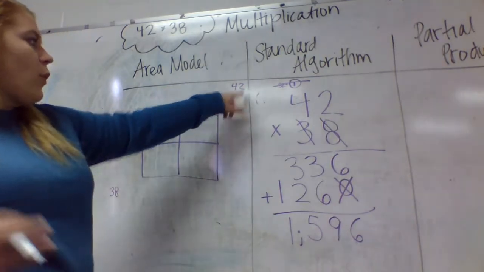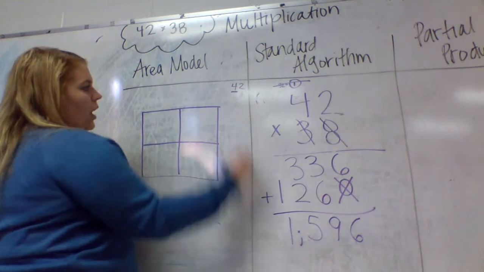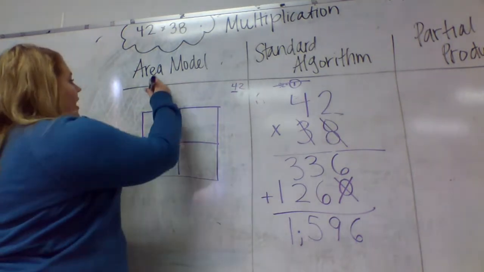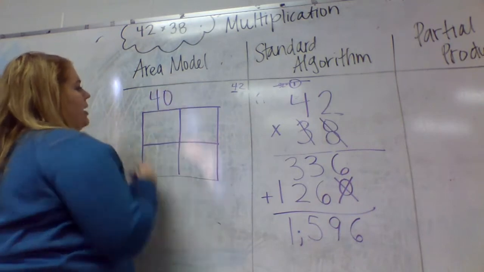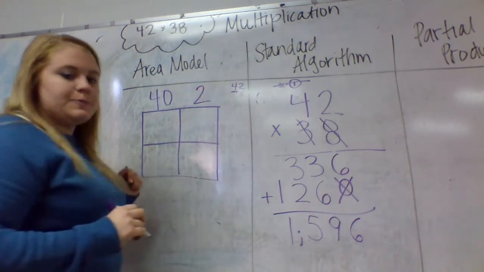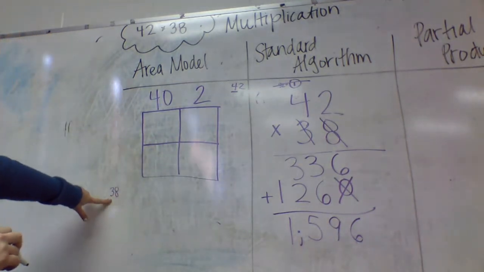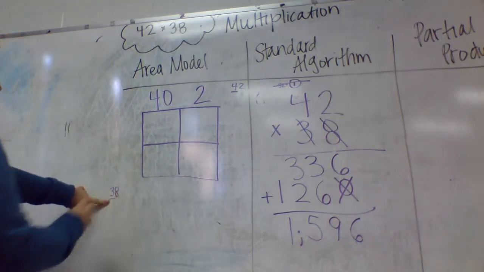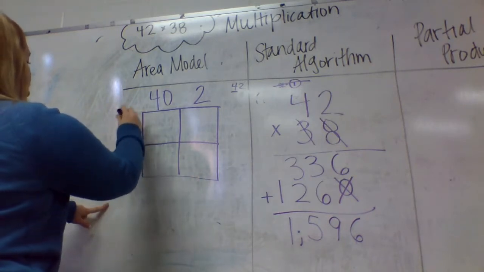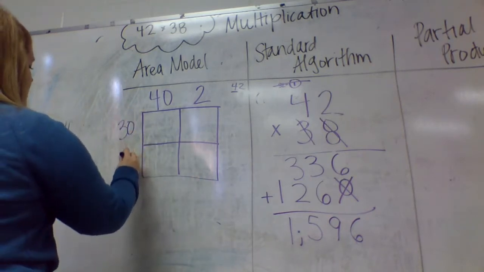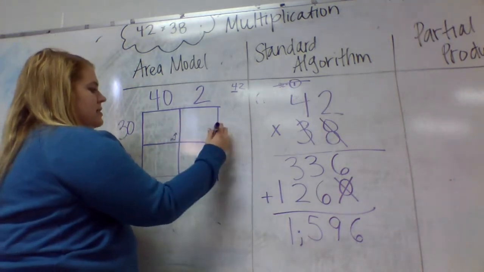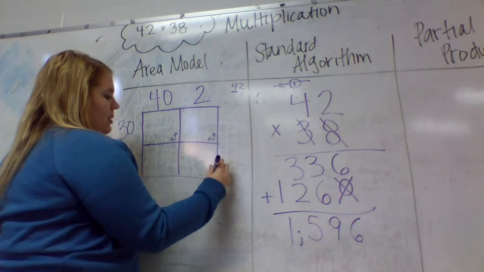When I look at 42, that 4 is in the tens place, so it's not really representing a 4. The value of it is 40. Now the value of this 2 is in the ones place, so it's 2. Down on the side, same thing. The value of the 3, it's a 3 in the tens place, so it's 30. The value of the 8, just 8. I can draw my arrows to remind myself what numbers I am multiplying.